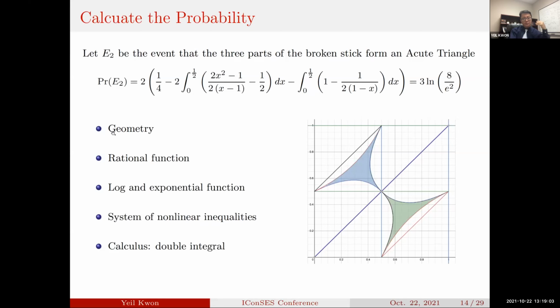So if you want to teach this to students, then we have to teach geometry, rational functions, log and exponential functions, systems of nonlinear inequalities, and calculus, especially the double integral. This is the calculus 2 part.